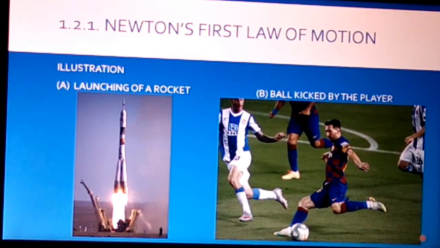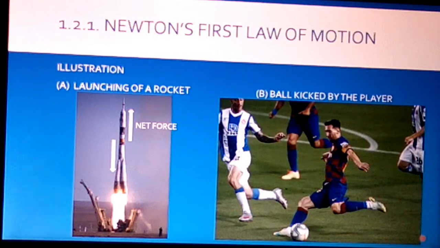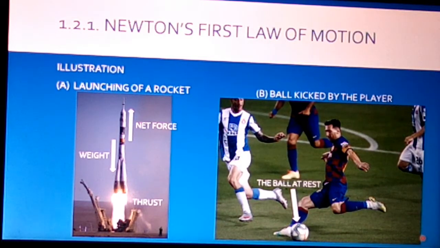In this slide, I will be showing some illustrations of Newton's first law of motion. First is the launching rocket. As you can see, the net force is going up and the weight is inversely proportional to the net force, and the thrusters are the external forces that make the rocket go up. For the next example, the ball kicked by the player. The ball is at rest, then the external force is the foot that will kick the ball.